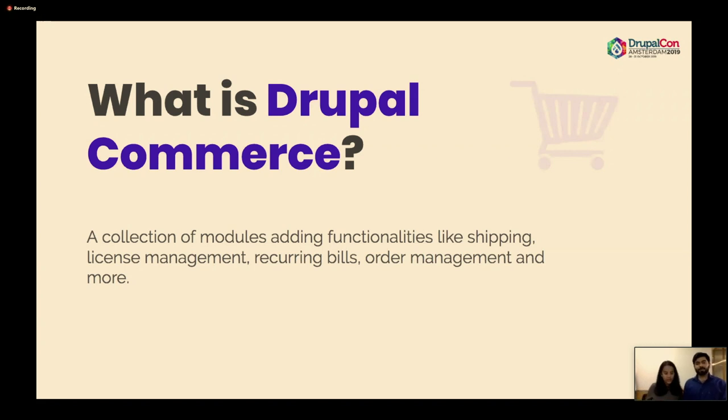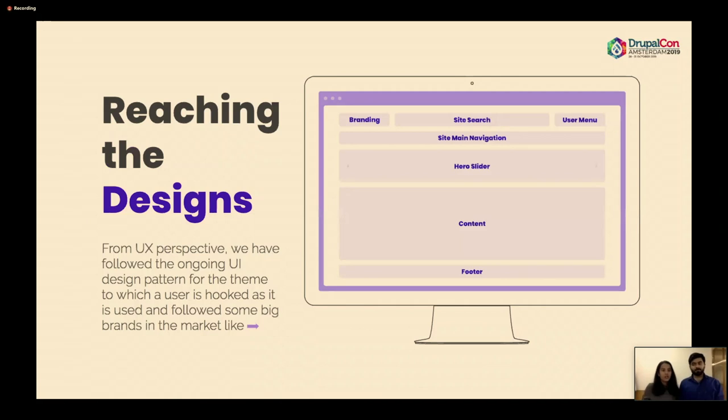Drupal Commerce. So what is Drupal Commerce? Drupal Commerce is a collection of modules adding functionalities like shipping, license management, and more. It is used to build e-commerce websites and applications of all sizes. Some of the core features are dynamic product display, product types, attributes, order management and payment details. Now Lakshay will show you how we can reach an optimal design for a Drupal Commerce website.